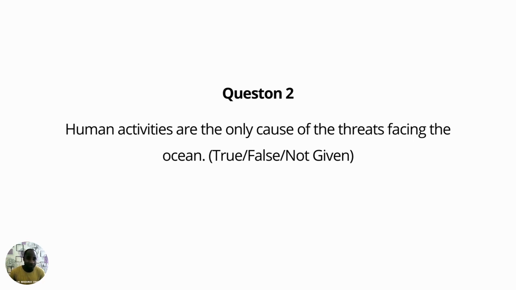It's not given. Because if you take a look at the question here, human activities are the only causes of threats facing the ocean. But the text mentioned pollution, overfishing, and climate change as human activities that threaten the ocean, but it does not say that they are the only causes. So the answer is not given.